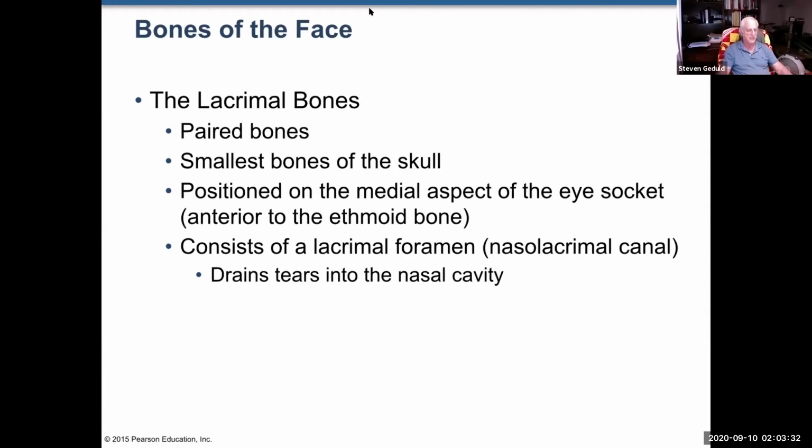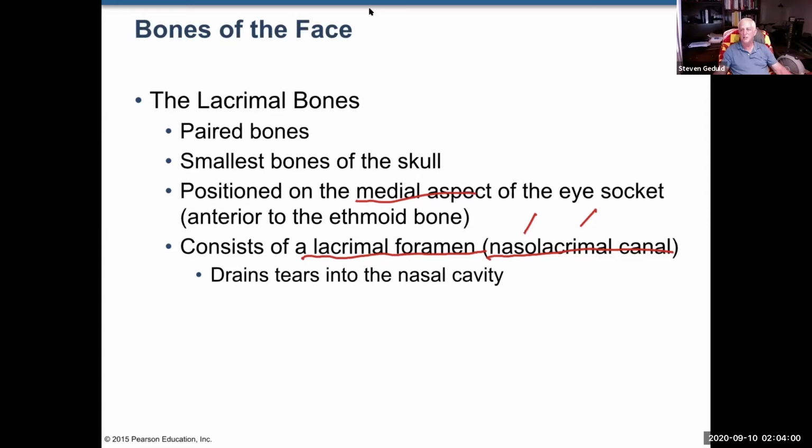This is our medial aspect, and it consists of the lacrimal foramen, which is the nasolacrimal canal, connects your nose to your eyes. So what happens when you cry? The tears are generated in the lateral glands. They sweep across your eyes to clear them, and then it drains through the lacrimal canal into your nose. That's why if you have a crying fit, your nose is going to run.